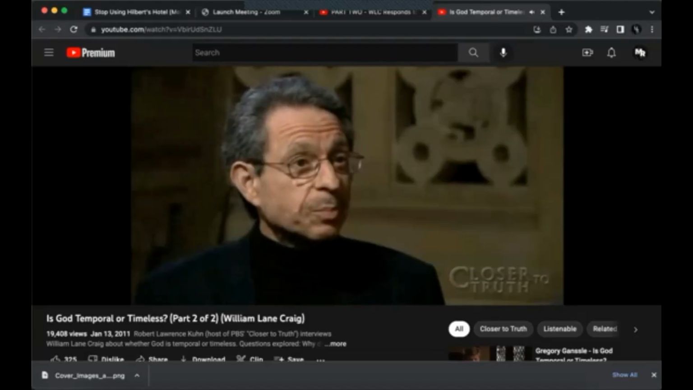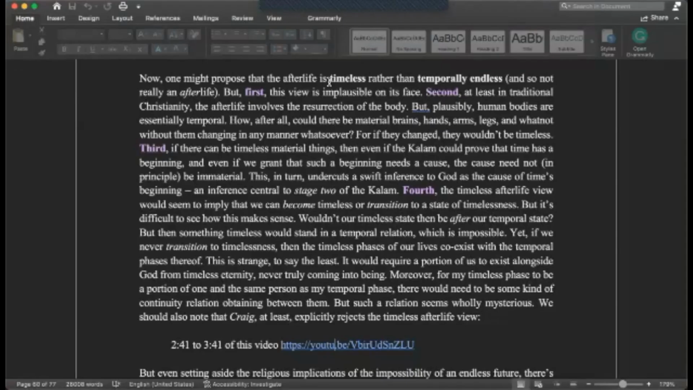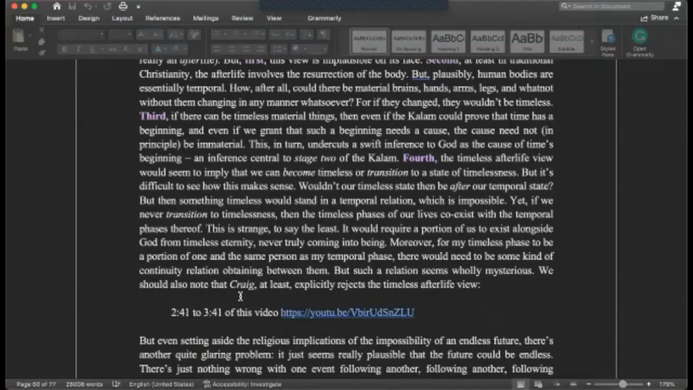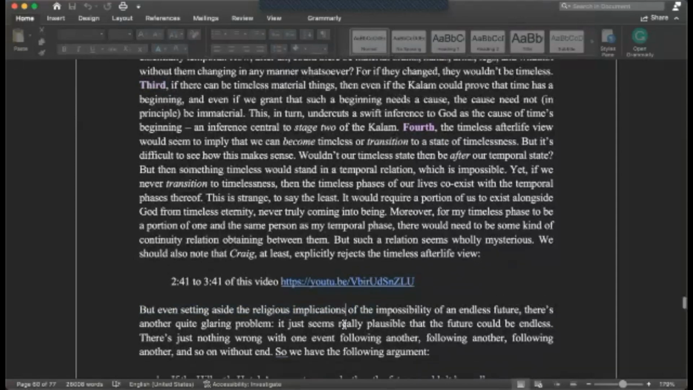So that was a big decision he made. Yeah. So at least for Craig, on pain of inconsistency, he can't accept this timeless afterlife view. And his argument there that he provided wasn't ludicrous. It has some plausibility, at least. But even setting aside the religious implications of the impossibility of an endless future, there's another quite glaring problem.